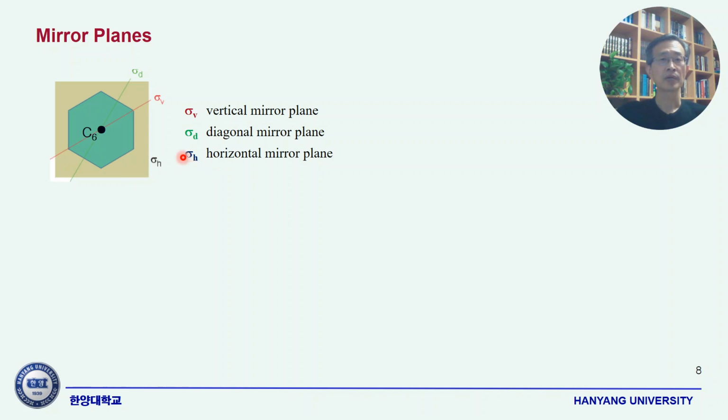Also sigma H we have just seen in conjunction with the S n operation. There is a plane perpendicular to the axis of rotation, in this case C6, that is sigma H, which we call the horizontal mirror plane. So there are three kinds of mirror plane: vertical, diagonal, and horizontal. The symbols for them are sigma V, sigma D, sigma H. Basically, sigma is a mirror plane.